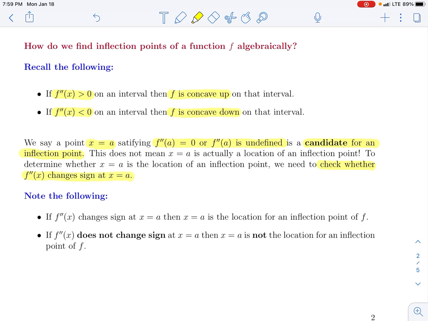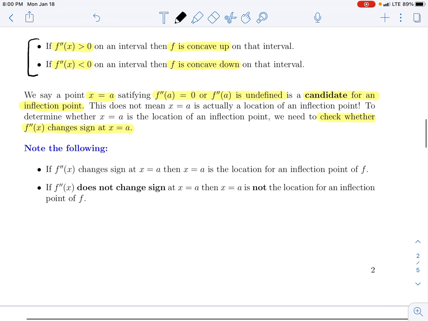Because if it changes from positive to negative, or negative to positive, then we know that the original graph of the function is switching from concave up to concave down, or from concave down to concave up, just from the fact of these two statements. Clearly, if the second derivative is changing from positive to negative, the graph is changing from concave up to concave down. And vice versa, if we were going from negative to positive, we would be going from concave down to concave up. In either case, we're definitely switching concavity.